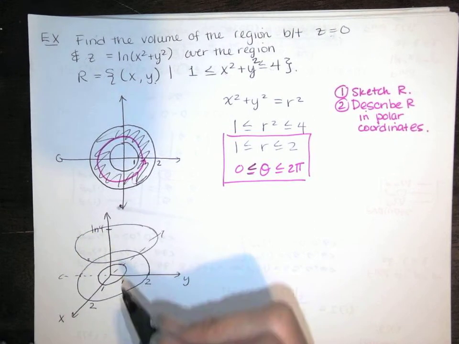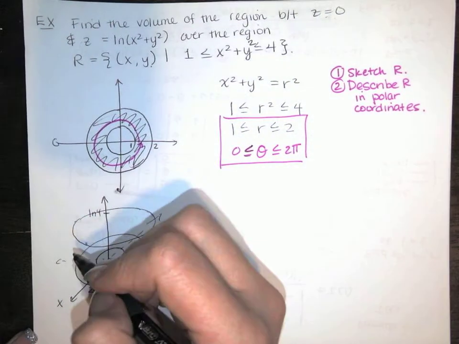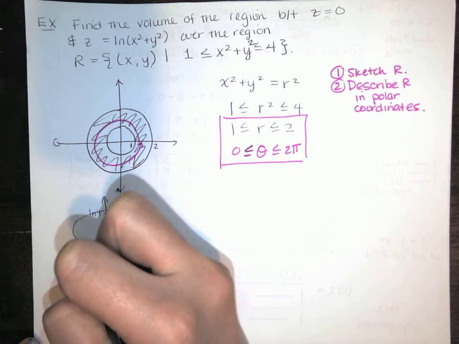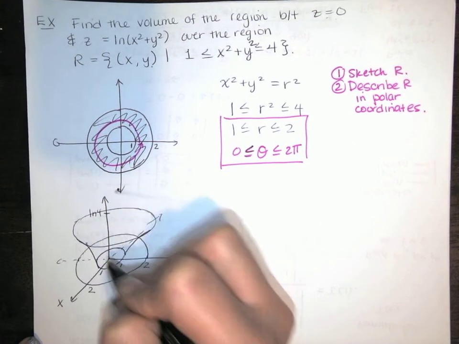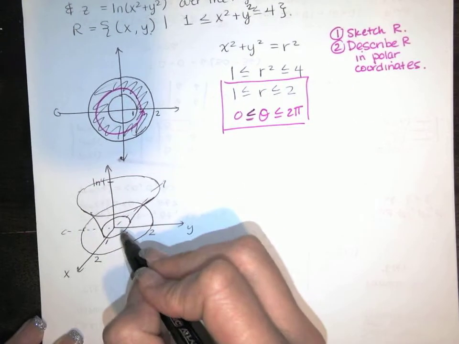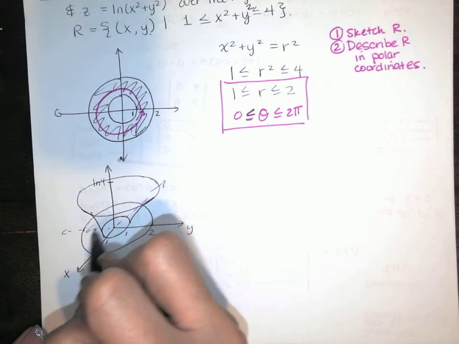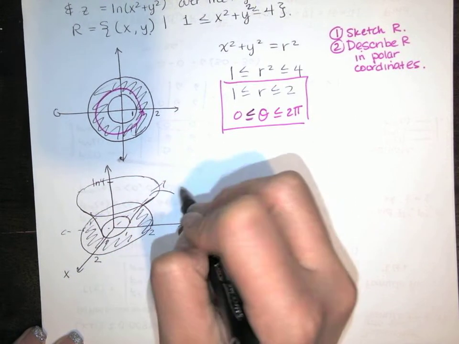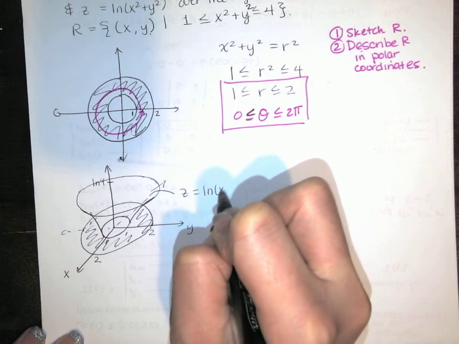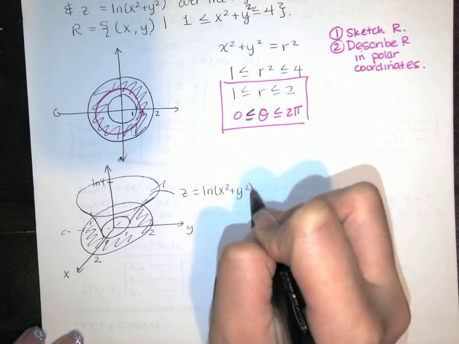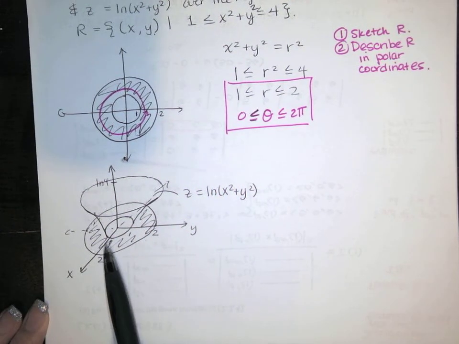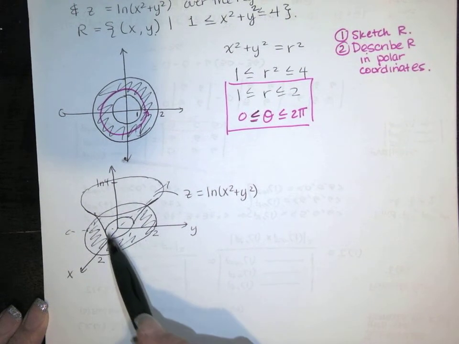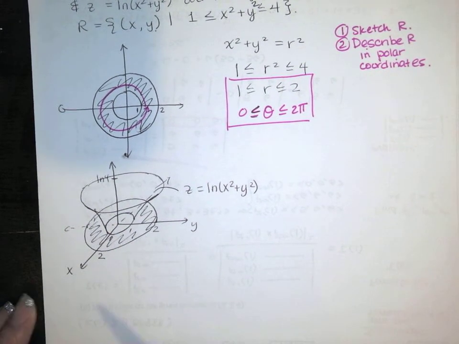It's supposed to be raised up. That's a really bad one. But I think what we're going to see is a surface that looks kind of like this. We're looking at the volume underneath this surface, and that surface is given by z equals natural log of x squared plus y squared. It's the volume between this ring in the xy plane and this surface up here.